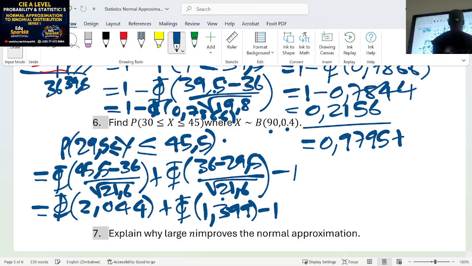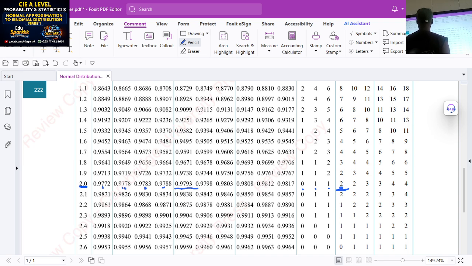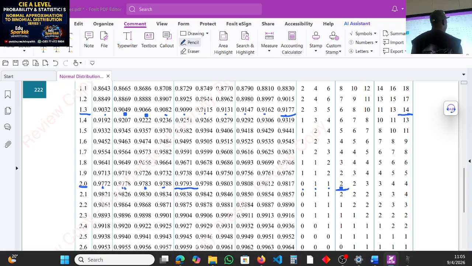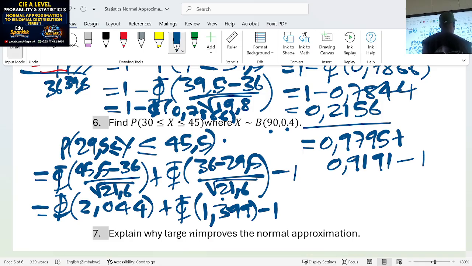0.9795 plus, when I try phi of 1.399, 1.3 is here, 1.399. So it's the 9 column, and also the last one there. When I add 7, 7, and 14, it gives me 91. So it's going to be 0.9191. So that's plus 0.9191. Then we subtract 1 from the result.